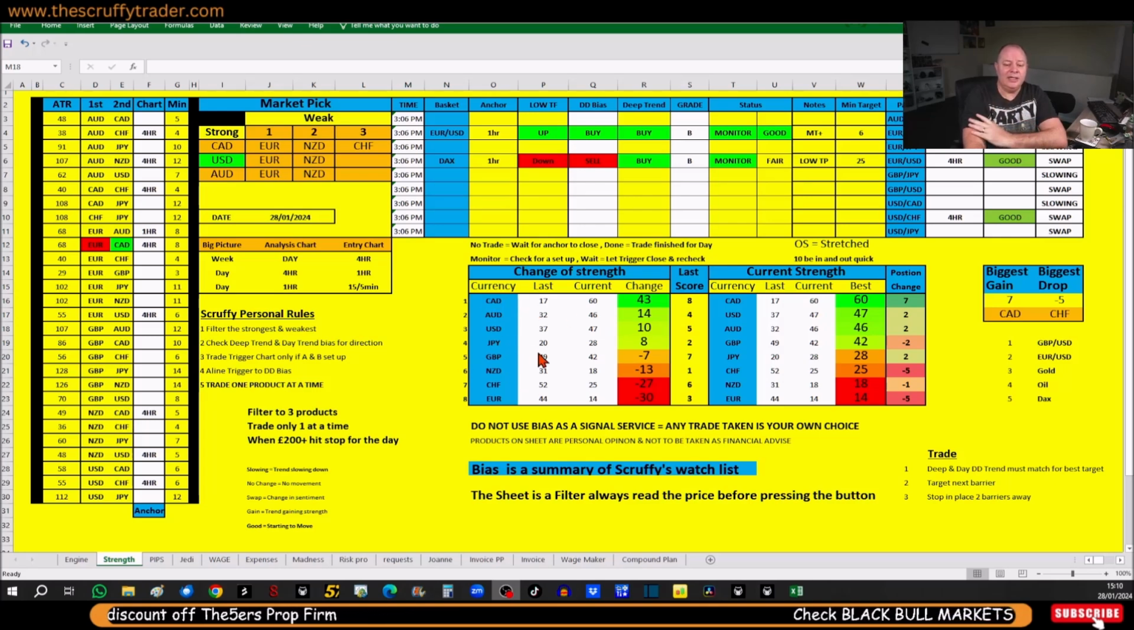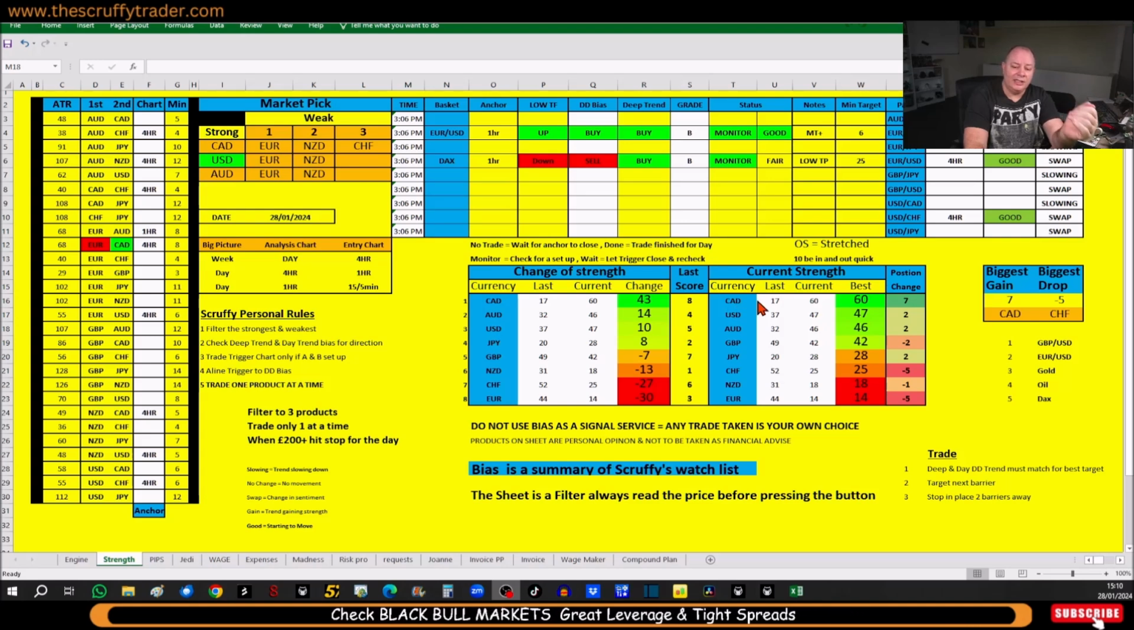And again, this is change of strength to show whether it's building pace. So if it's moved up in position, it's gone to the top of the tree and it's gaining ground, it's got a lot of momentum behind it. But sometimes you can have a currency that is at the top of the tree, but it's actually losing ground. So it can tell you it's about ready to top out. Again, a few of my personal rules and just some things that I like to do. I like to filter into 3 products and then trade 1 at a time.